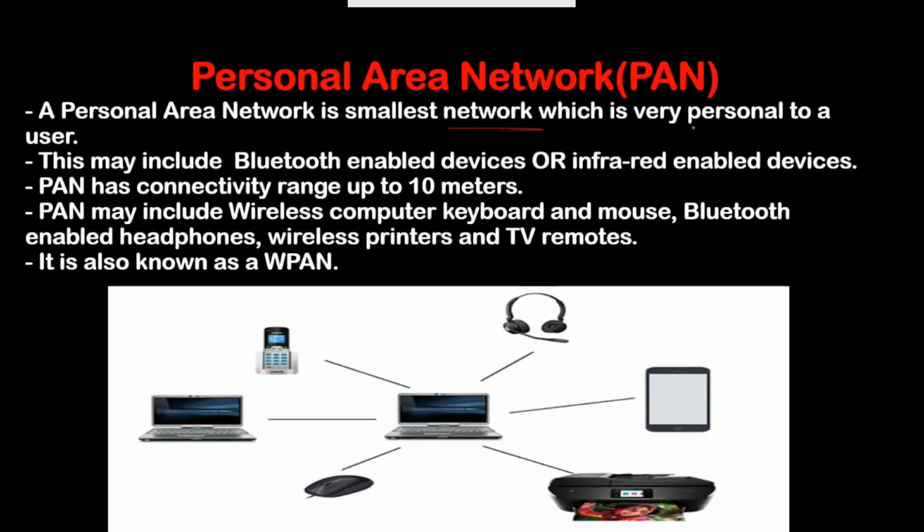Like in a lane, if you are just creating a small network which is very personal to the user, this may include Bluetooth enabled devices, infrared enabled devices. Like when we are using a wireless computer keyboard and mouse, that is a PAN network. If you are using Bluetooth enabled headphones, a wireless printer, or TV remotes, that is also a PAN network. We can also say this WPAN. WPAN means wireless personal area network. And the PAN has a connectivity range up to 10 meters. Right, so this is PAN.